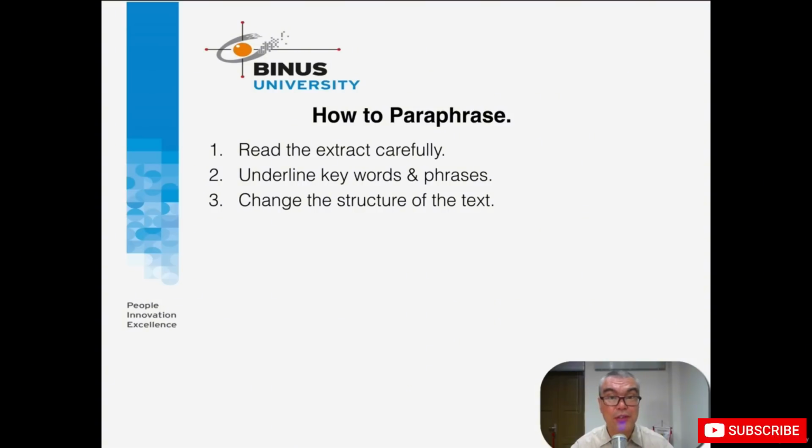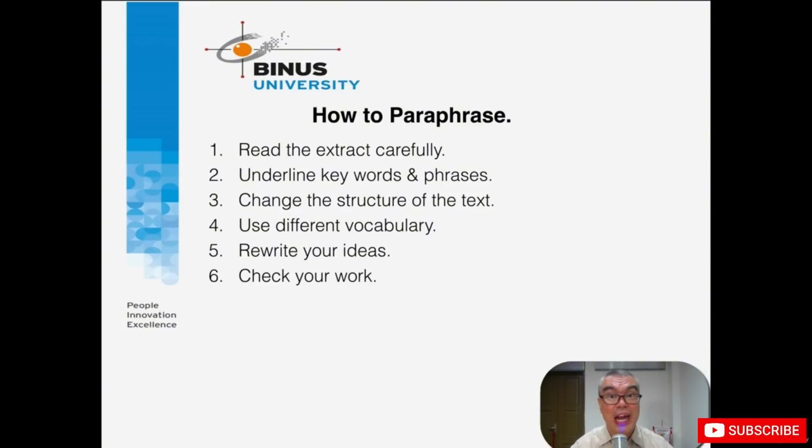Step number 3 is to change the structure of the text. Of course, paraphrasing is putting things into your own words, which means you do need to change the original. So, step number 3 is to change the structure. And then step number 4 is to use different vocabulary. These are the 2 weapons you have in paraphrasing. By structure, I mean grammar. So changing the grammar and changing the words. Then step number 5 is to rewrite your ideas. Finally, check your work to make sure it is okay.